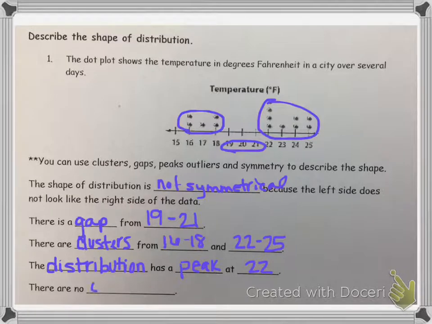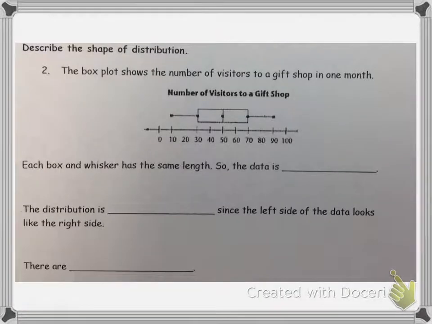And there are no outliers. So if we're not sure, then we're going to go through our IQR in that process of finding our outliers. We can also describe the shape of distribution with our box plot. Okay, so we have our box plot for the number of visitors to a gift shop in 1 month.